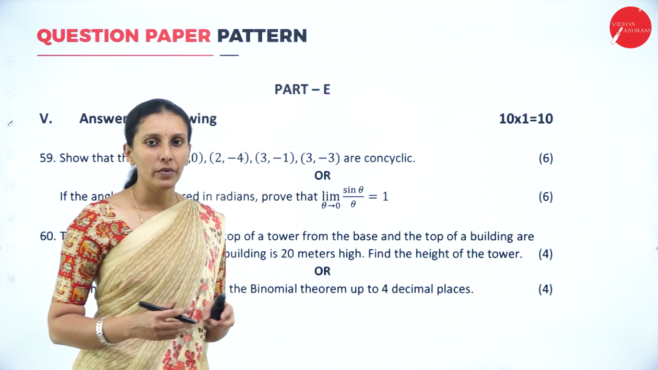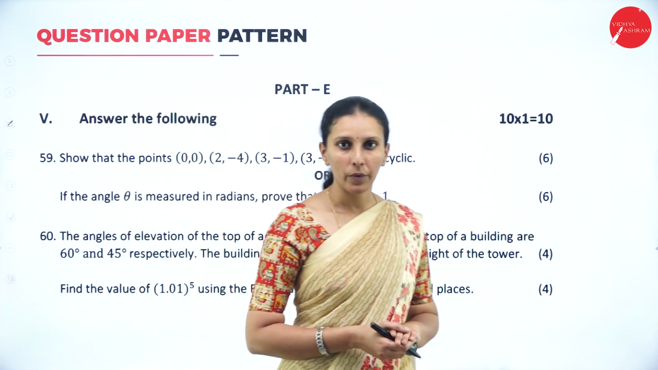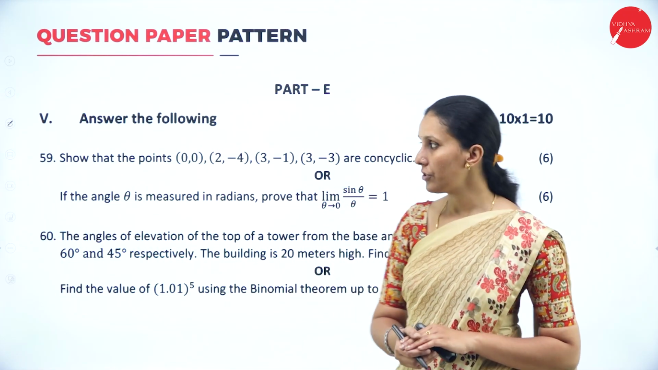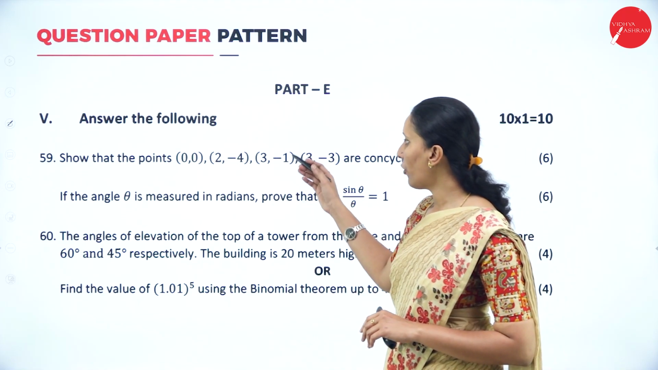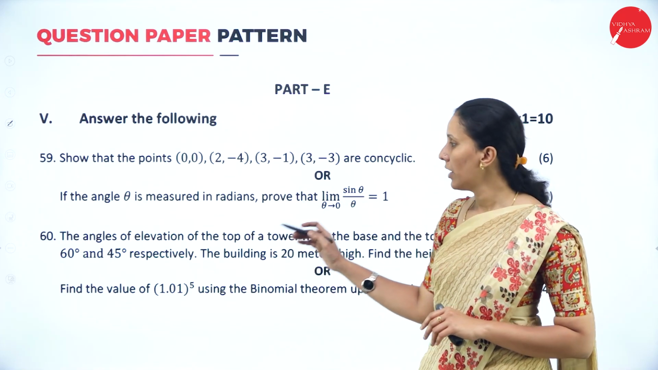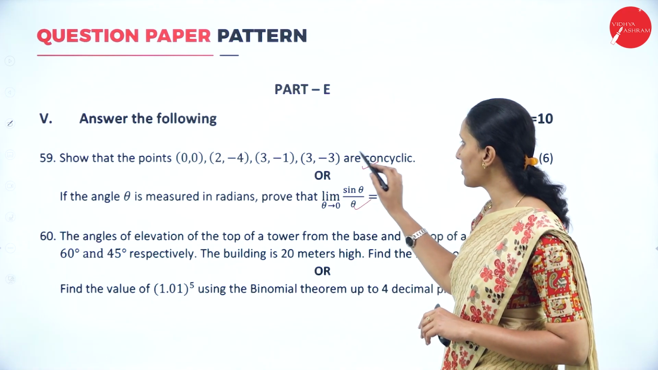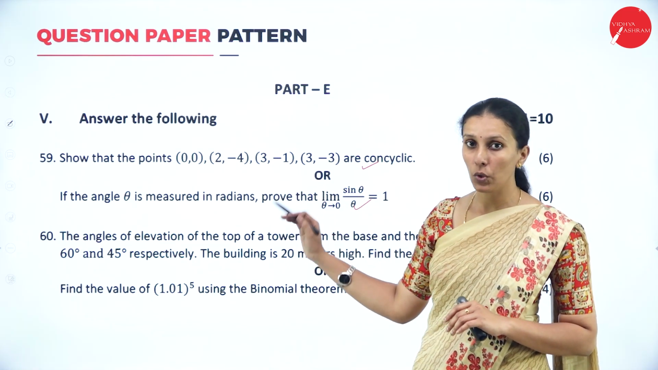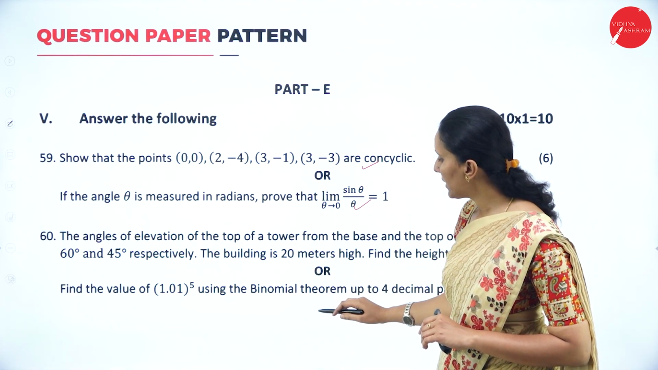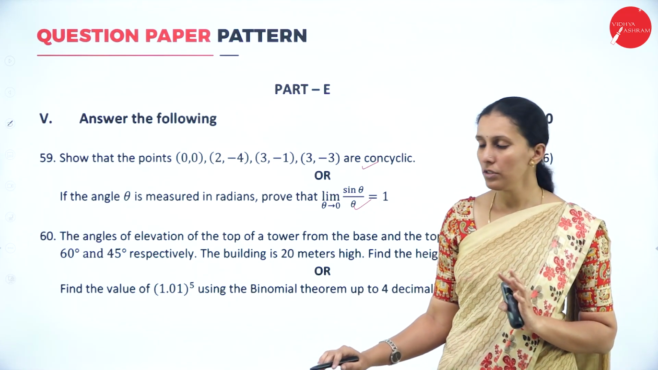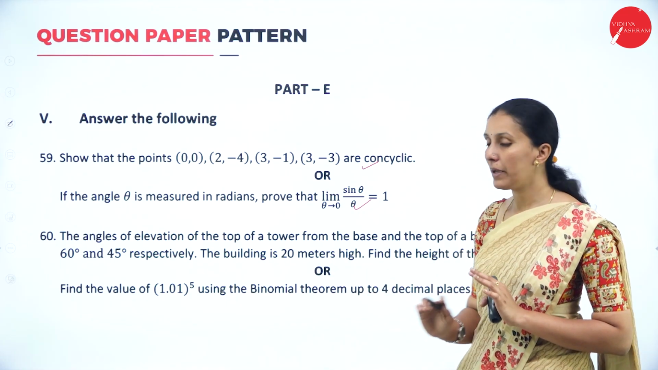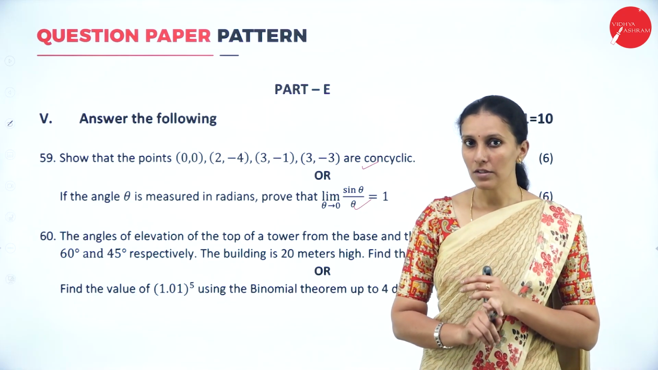So next we are at the last section of your model question paper, that is Part E. So we have question number 49, that is for 6 marks. You will be given 2 six-mark questions. You are supposed to answer any one question. Similarly, question number 50 is for 4 marks. So 2 four-mark questions will be given, and you have to answer only one.